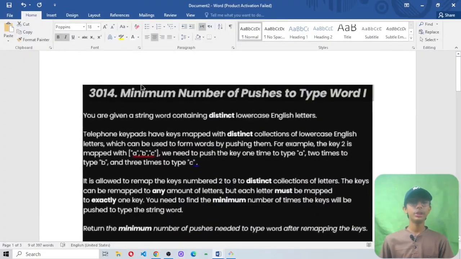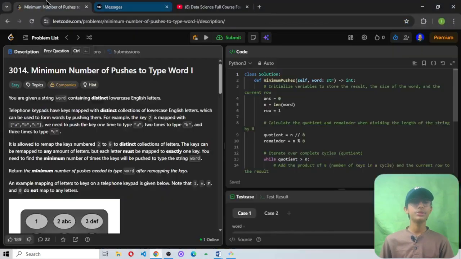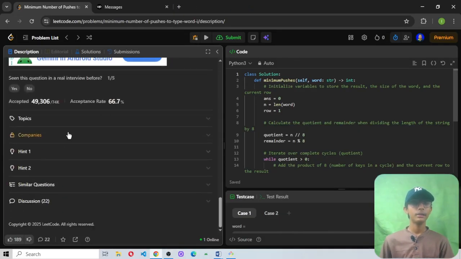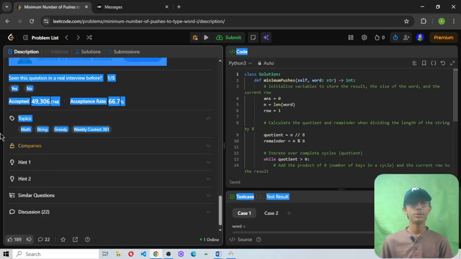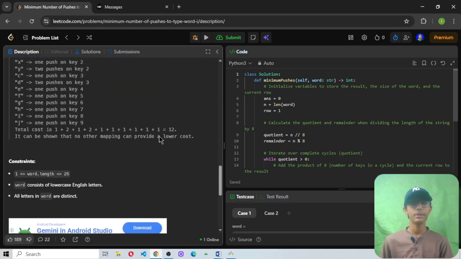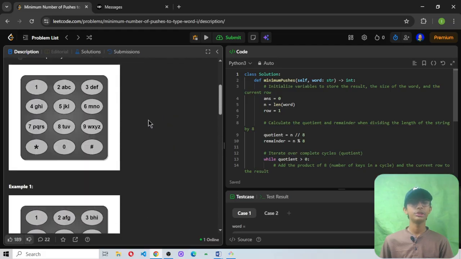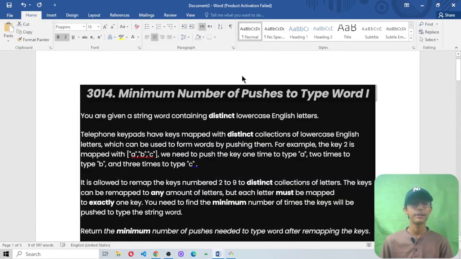So guys, let's start to solve question number 3014, Minimum Number of Pushes to Type Word I. This is an easy question which we are solving in today's video. This question includes two hints, but we won't view them, and there are four topics included: math, string, greedy, weekly contest. First of all, we will understand what the question is trying to say, and then start to solve it on the LeetCode website.